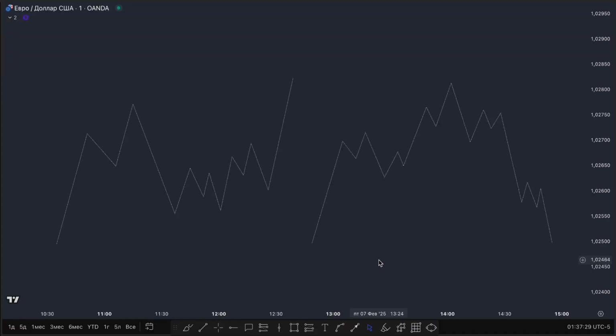Today you will find out how you can trade with the help of BOS and CHoCH, what they are needed for and what they are in general. Let's look at these two examples of how to use BOS and CHoCH.